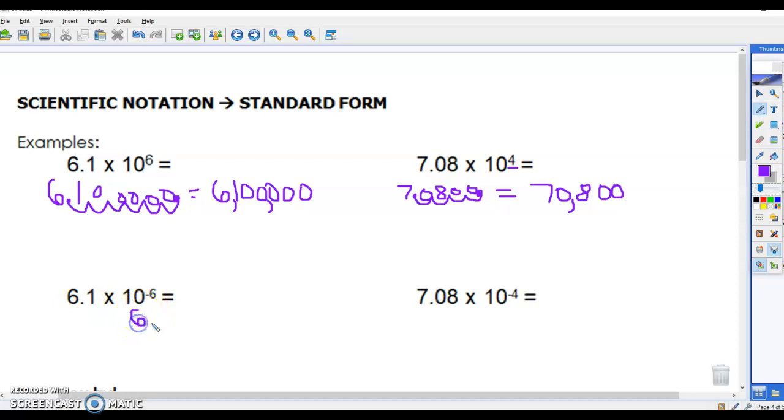This one is a negative 6, which means we're multiplying by 1/10. And when you multiply by a fraction or decimal, your number gets smaller. Fill in with place values again. Rewrite your number without any loopies. Make sure your decimal is in the right place. I moved it here. 1, 2, 3, 4, 5 zeros. And then a 6 and a 1.